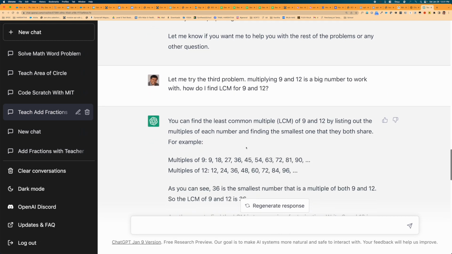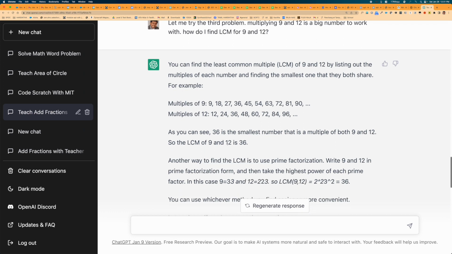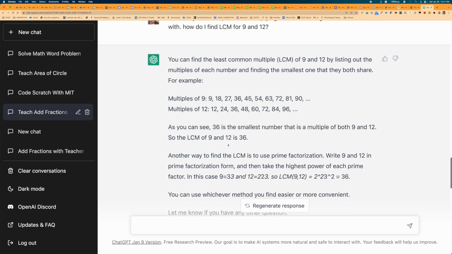And then it gave me the steps to find the LCM. The steps are to list down the multiples of 9 and list down the multiples of 12, and then find the common multiple, which is the least one. In this case we can clearly see this is 36. So as you can see, 36 is the LCM.